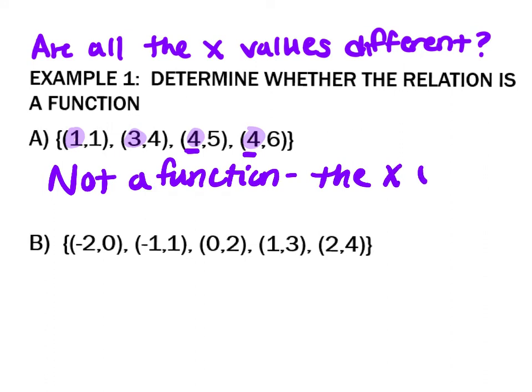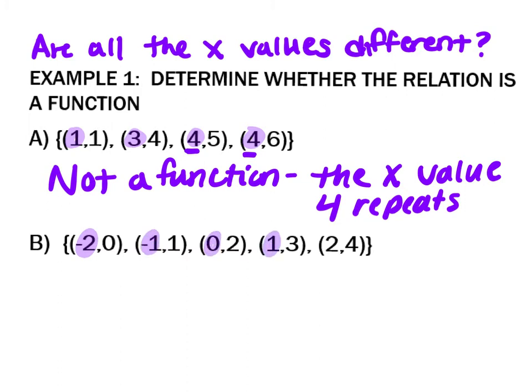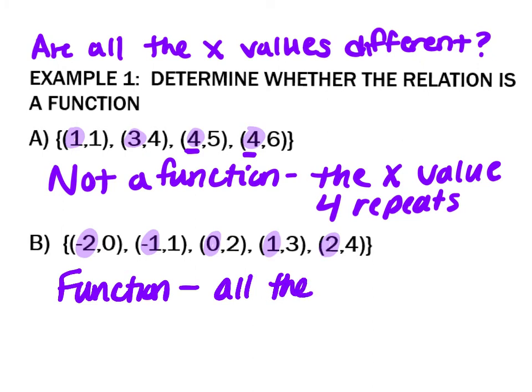The x value 4 repeats. The next one says we have -2, 0, -1, 0, 0, 2, 1, 3, and 2, 4. So my x values are -2, -1, 0, 1, and 2. Now all of these x values are different, so your answer is that it's a function because all the x values are different.